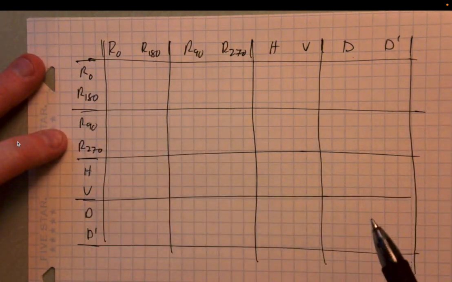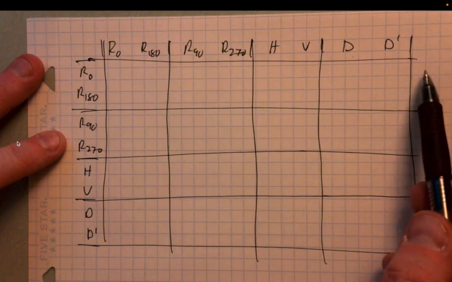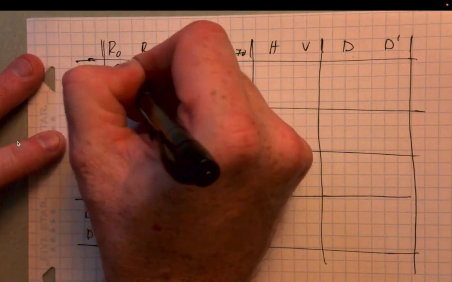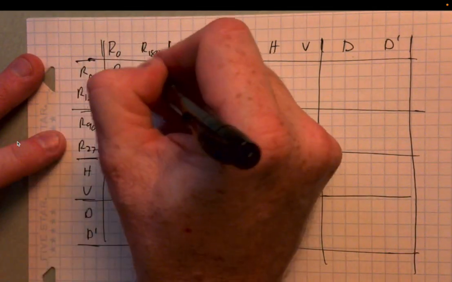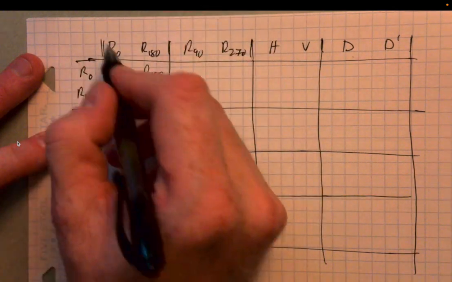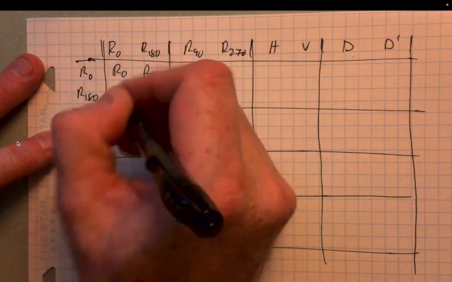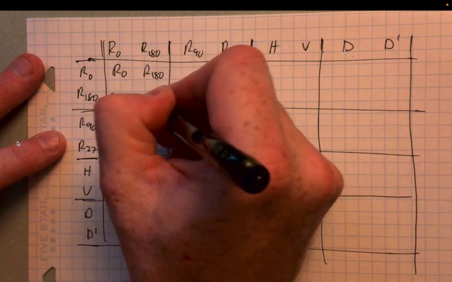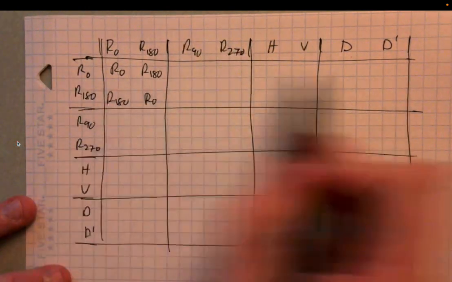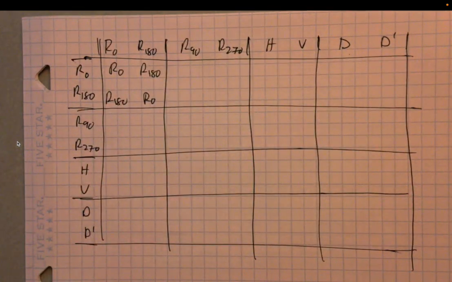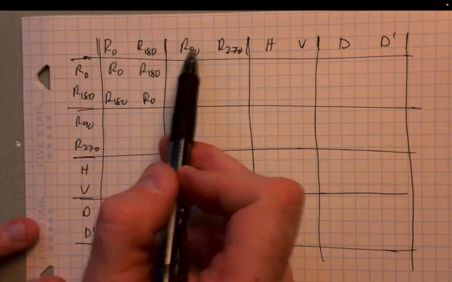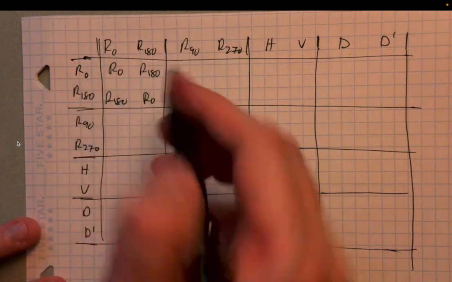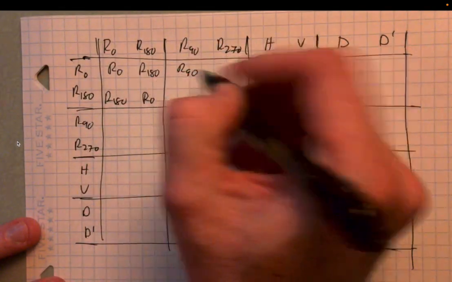Right, now if we just go through and we just fill this out in the normal way, so an R0 and an R0 gives you an R0, an R0 and an R180 gives you an R180. An R180 and an R0 gives you an R180. An R180 and an R180 gives you an R360, which is an R0. Right? Just going through, and you can fill out all of these, not doing anything special, just literally looking at the two elements and saying, what do I get from that? Right?